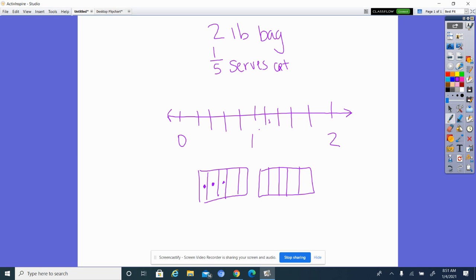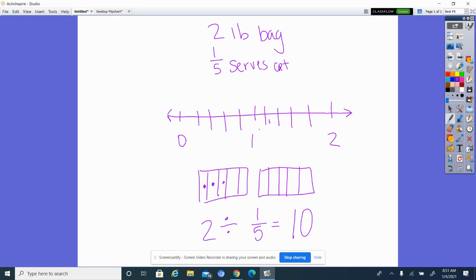From a 2-pound bag of cat food, how many days can we feed our cat now, if we only feed him once a day? 10 days. Oh, we didn't write our equation. What's our equation? 2 divided by 1/5 equals 10. Good. So we can feed our cat 10 days. Anyone see the pattern? Getting pretty close to seeing a pattern.